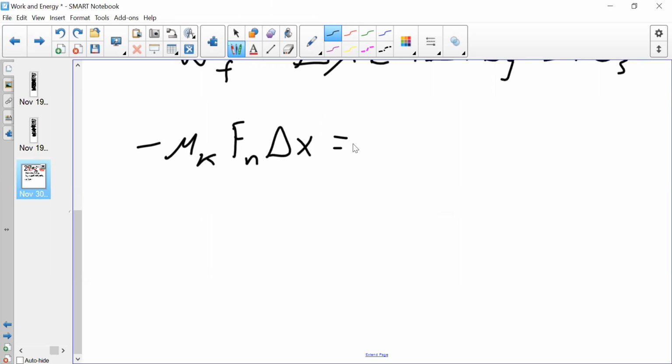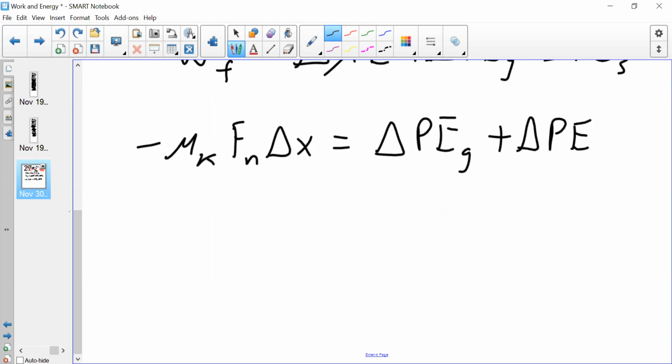And so the work done by kinetic friction here is going to be mu k Fn delta x, which is going to be equal to change in gravitational energy plus change in spring. So we have everything. Mu k is the final goal. We have to get this Fn. We know what delta x is. Delta x is going to be 0.2 meters, 20 centimeters.